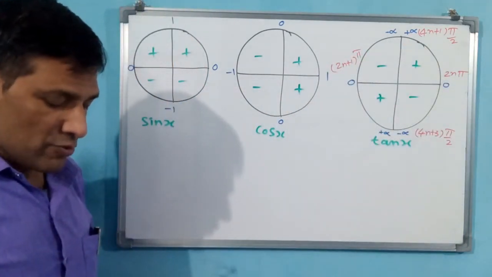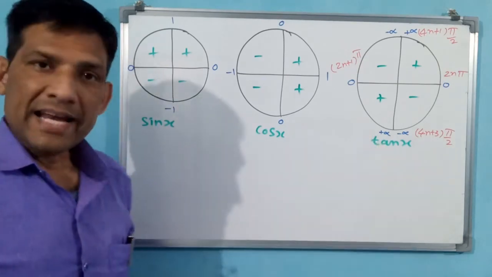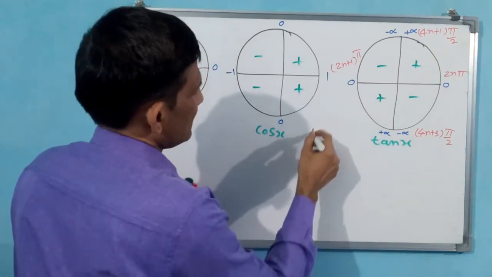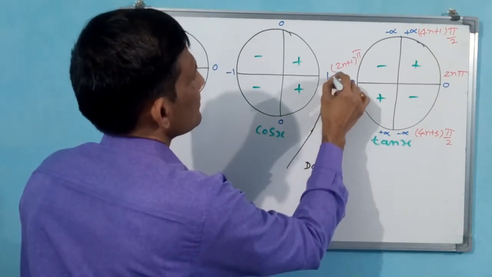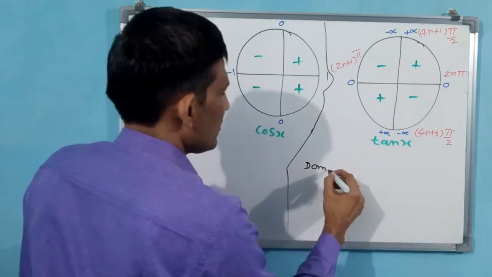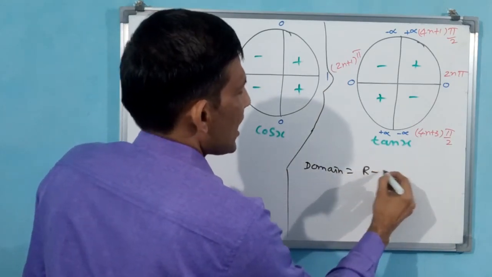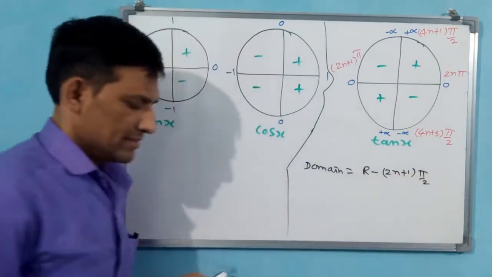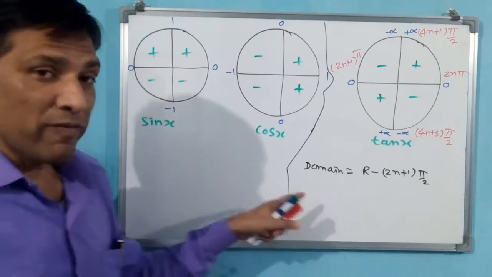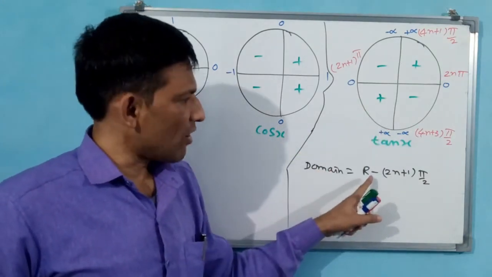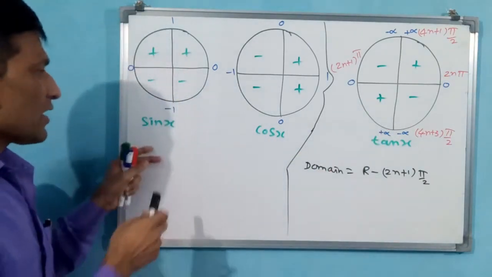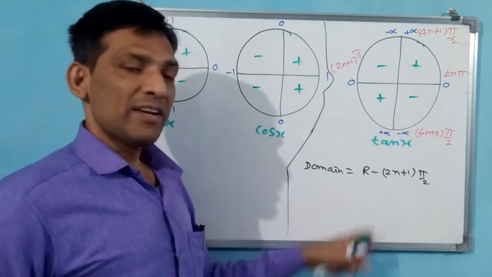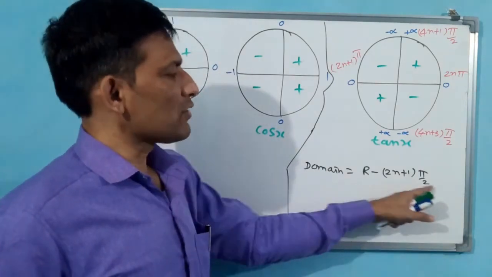Okay, now you tell me, for tan x what is your domain? I am talking about tan x. Domain is equal to R minus (2n plus 1) pi by 2. Is it correct? Definitely correct. We have defined the tan function domain like this, R minus (2n plus 1) pi by 2. But here domain is R, here domain is R, but here domain is not R. Domain itself is clearly defined: R minus (2n plus 1) pi by 2.